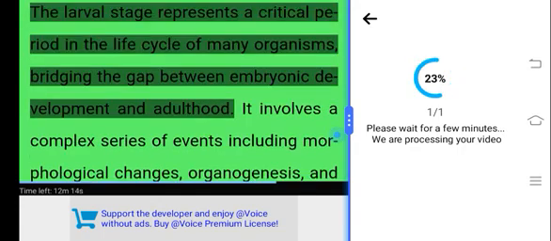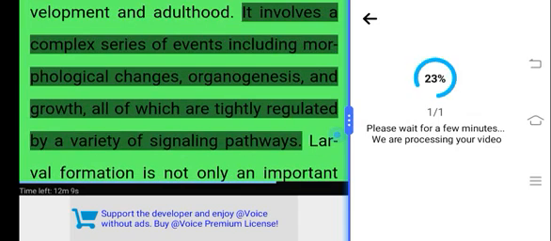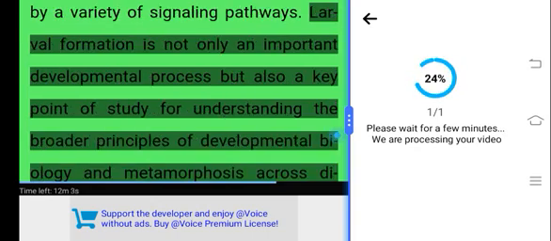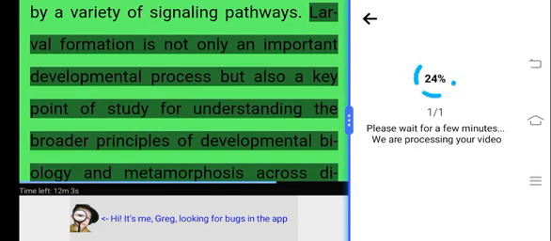Conclusion: the larval stage represents a critical period in the life cycle of many organisms, bridging the gap between embryonic development and adulthood. It involves a complex series of events including morphological changes, organogenesis, and growth, all of which are tightly regulated by a variety of signaling pathways. Larval formation is not only an important developmental process but also a key point of study for understanding the broader principles of developmental biology and metamorphosis across diverse species.